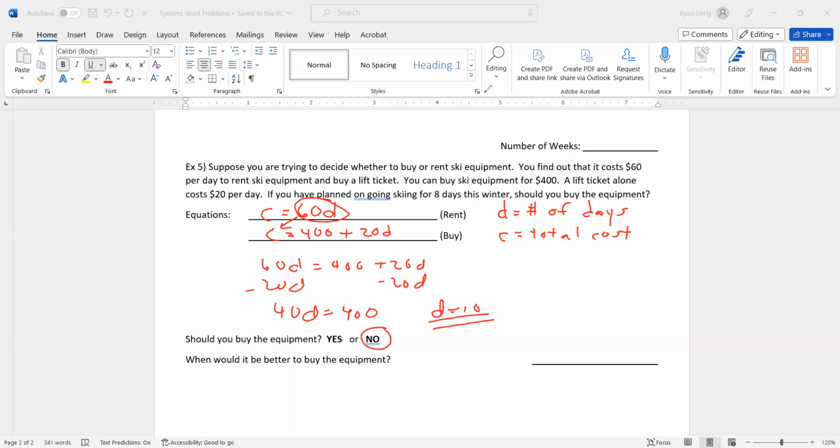When would it be better to buy the equipment? Anything more than 10 days.